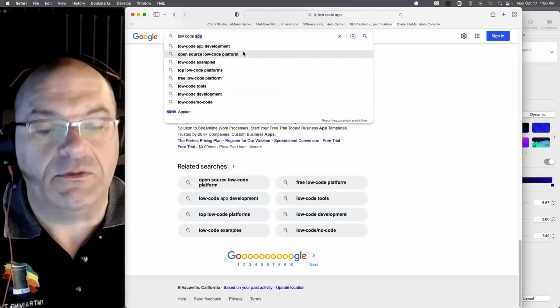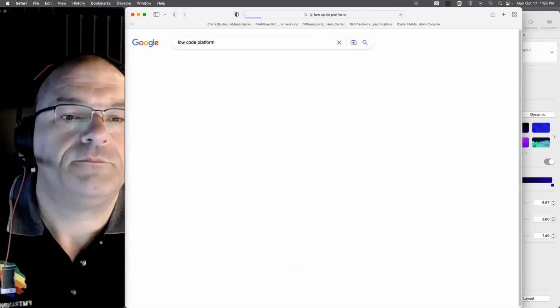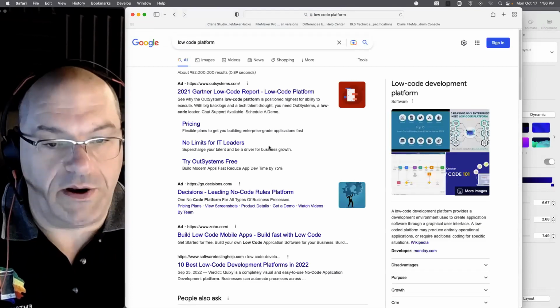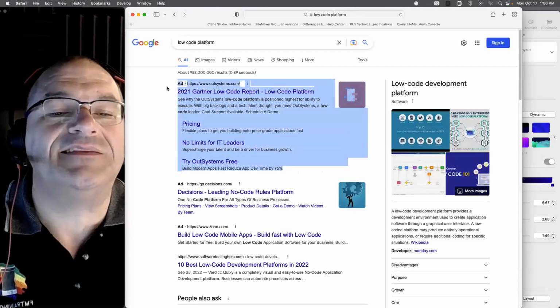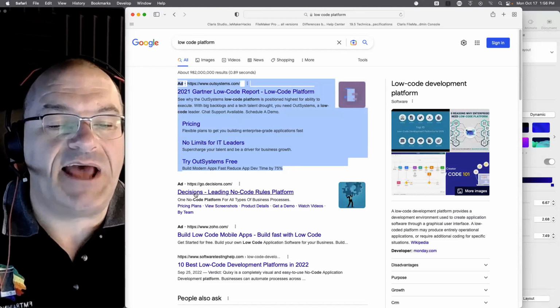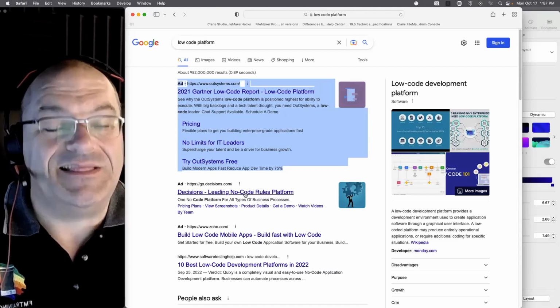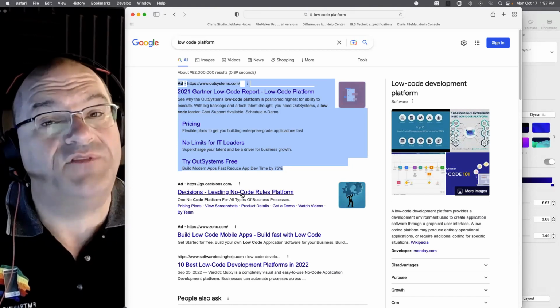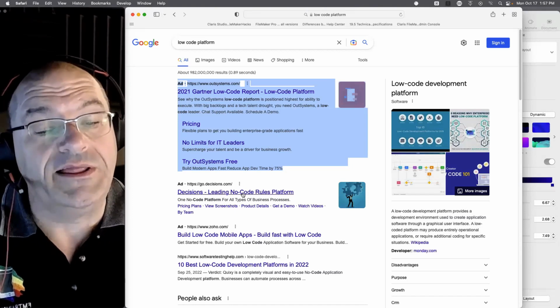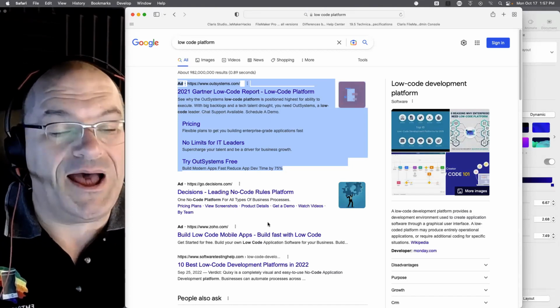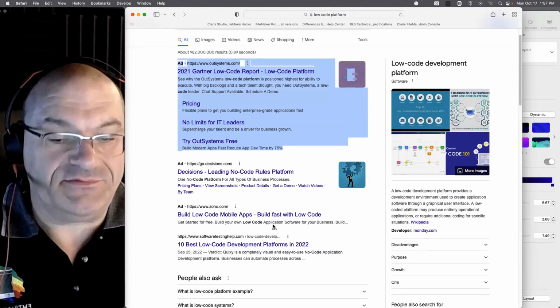I could say low-code platform or low-code software. So this is a different one. Now this ad is a different one, and I guarantee that these paid ads in here, if I click on this, that's probably a $5 click. It's probably really, really expensive because this is worldwide and highly competitive, right?